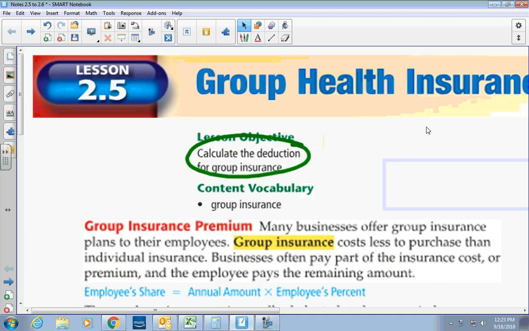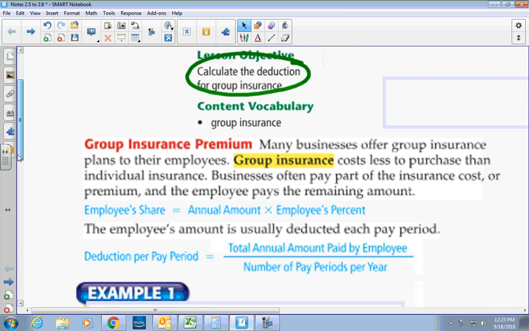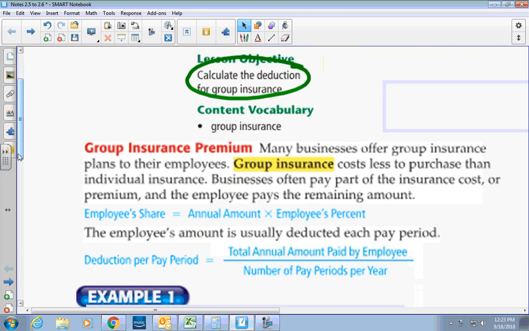So we're going to talk about group health insurance. Many businesses, if you work for them, will offer you group health insurance. It costs less when you purchase as a group versus if you purchase individual health insurance. And businesses, as a perk for working for them, will often pay a part of your health insurance.